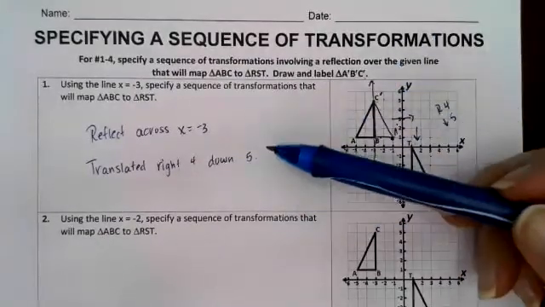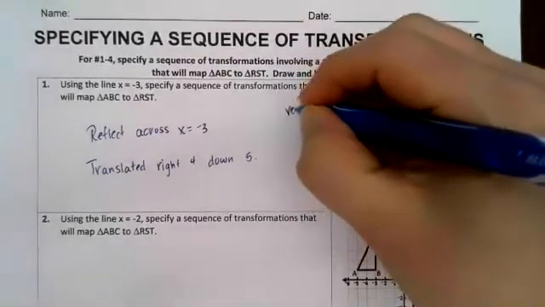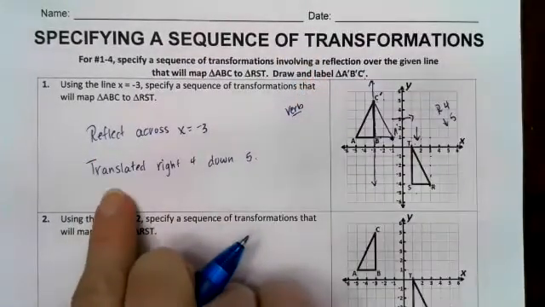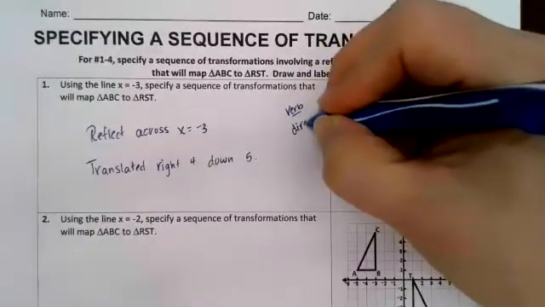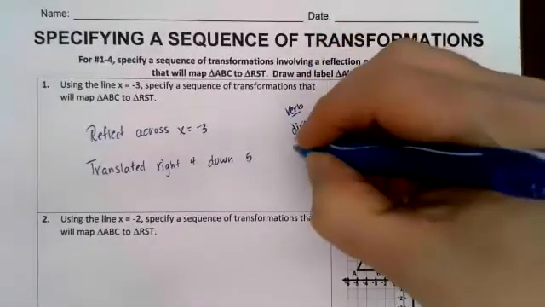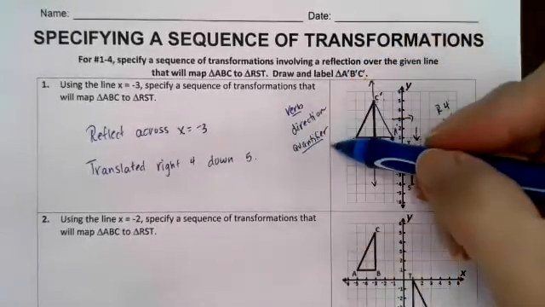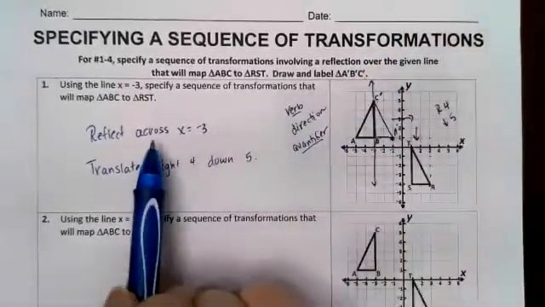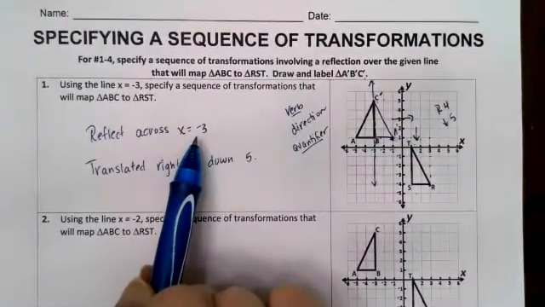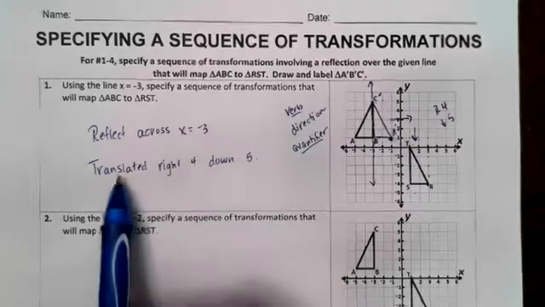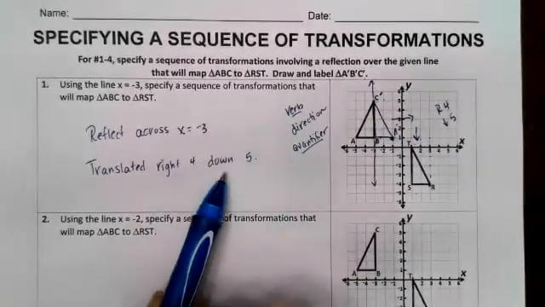Something to notice when you're writing out your sequences, you always need to have a verb. My verb will be reflect, translate, rotate, dilate. I need to have a direction, and I need to have a quantifier, which is just like a numerical value. So the direction is going across, and then my quantifier is my line x equals -3, because that's the specific value that I'm using.